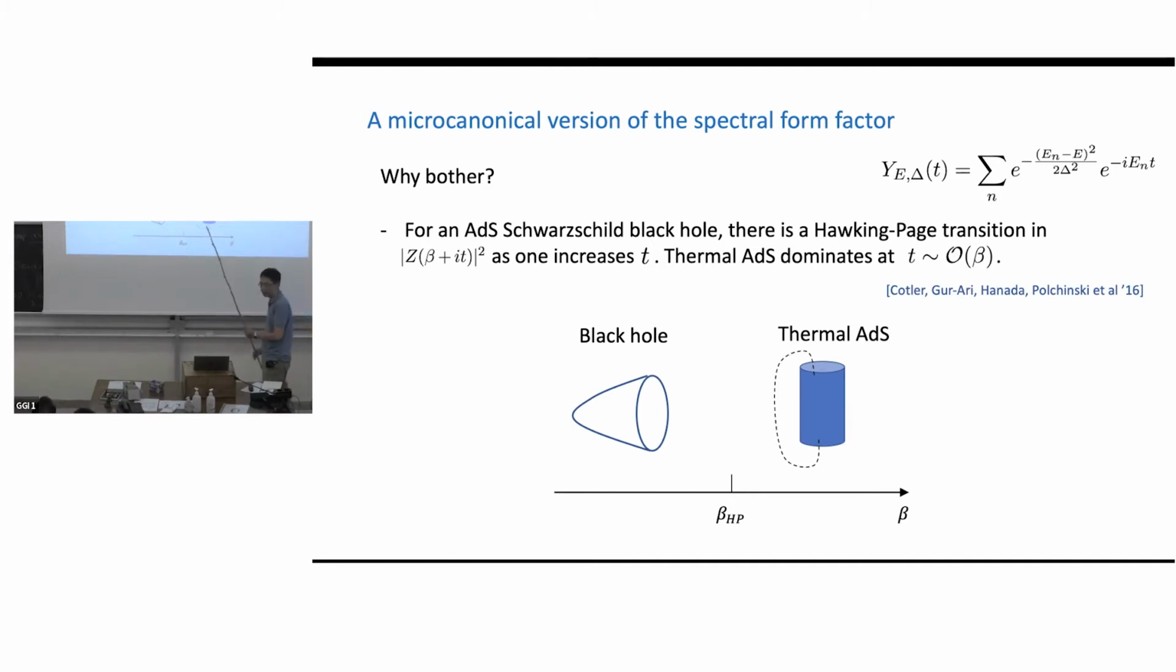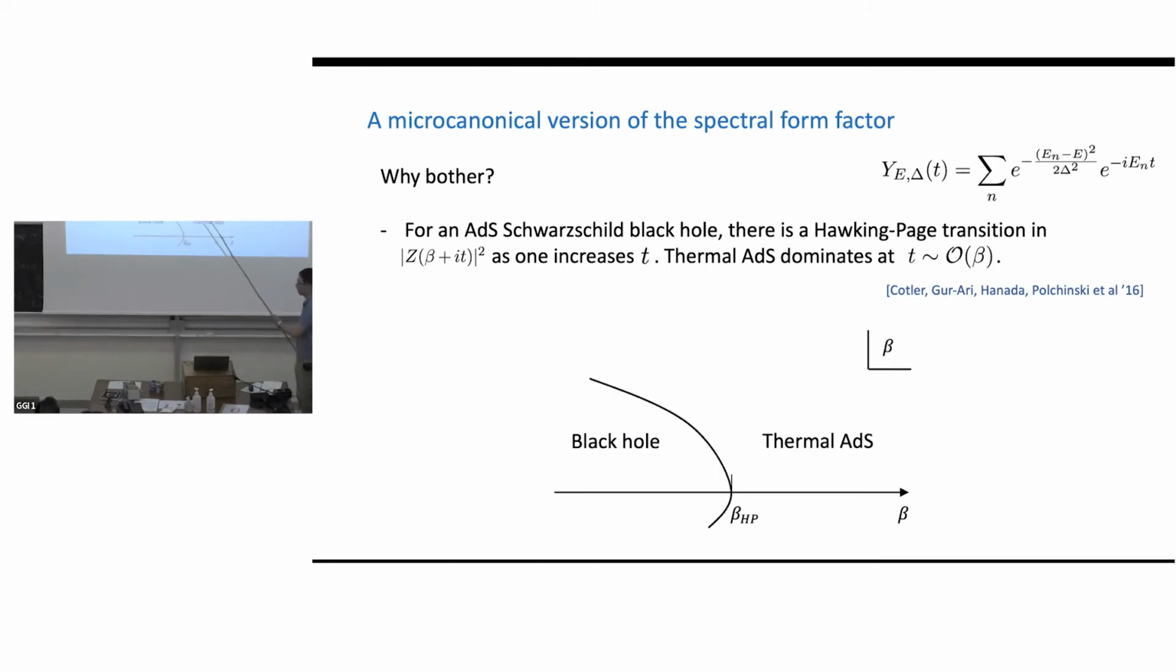Now, when we want to consider this Z of beta plus iT quantity, we are simply asking what are the phases in the complex plane of beta. Then the idea is that this phase transition point on the real axis of beta actually gets extended into a one-dimensional line in the two-dimensional complex beta plane. And you see that if you do this exercise, this line bends leftwards, or bends towards the side of the black hole.